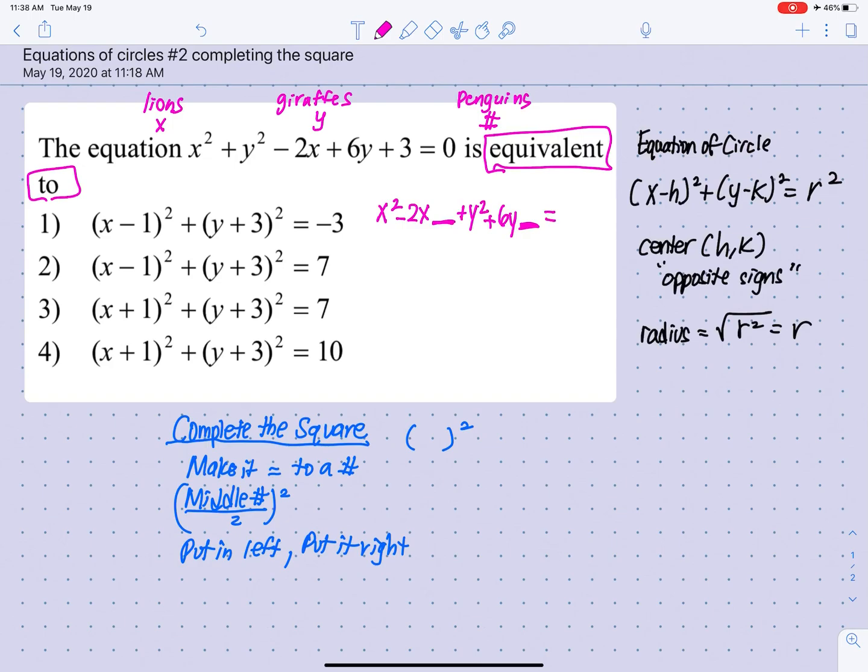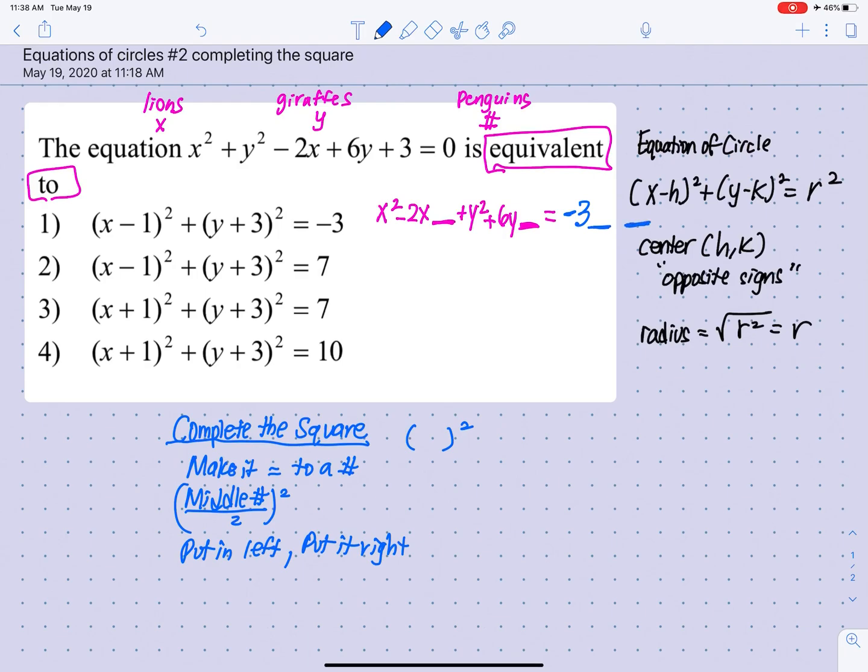Now let's take a pause for a moment and go back to complete the square: make it equal to a number. You see how this is like a regular number, which in this case I called the penguins. So we want to put the penguins on the other side. The opposite of plus 3 would be minus 3. So we're going to put minus 3 here, and then we're going to have a space.